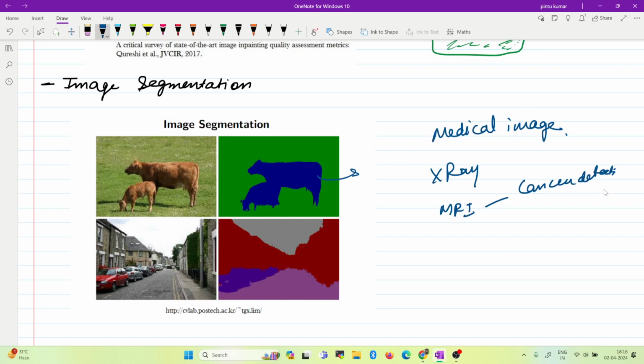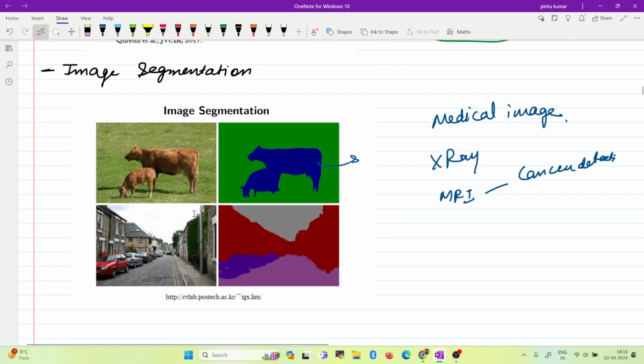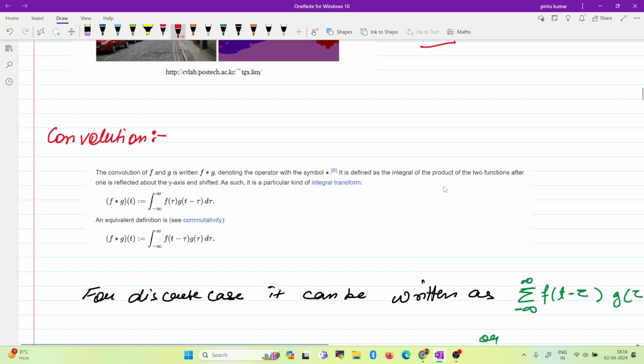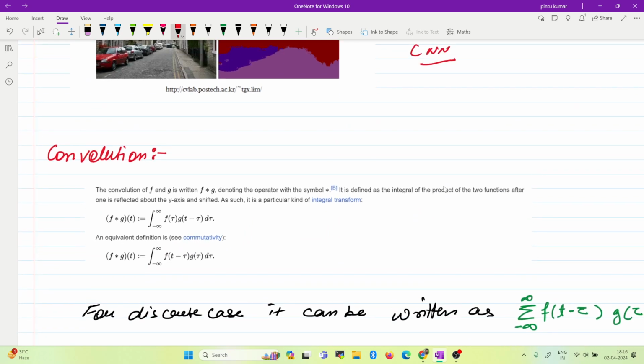So this is another thing. These are some very common image related tasks that people might be interested in doing. If you are learning CNN and you want to apply it on some tasks, these are the kinds of tasks that you might apply it on. CNN is an abbreviation for convolutional neural network.